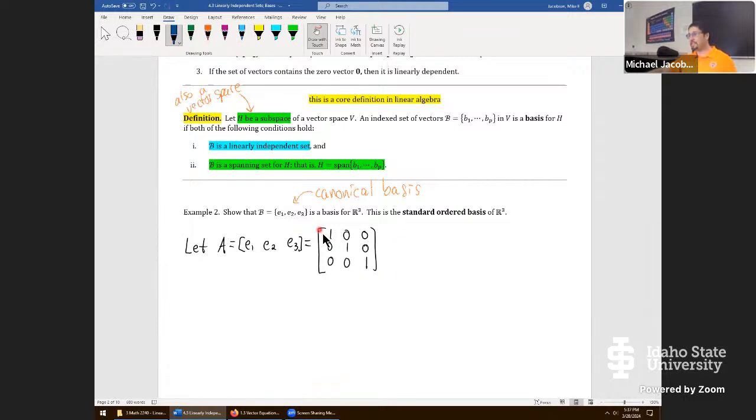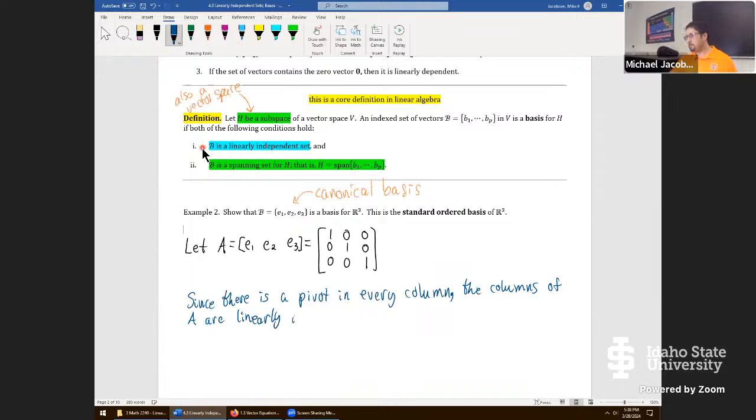But the moment you do that, notice that that's a nice matrix. It's a square matrix, it's invertible, it has determinant 1, it has all sorts of great features. But just for the sake of review, let's go through this one at a time, even though you could just say the determinant is not 0, so it's automatically a basis at this point. Let's also just say, for the sake of review, since there is a pivot in every column, the columns of A are linearly independent.